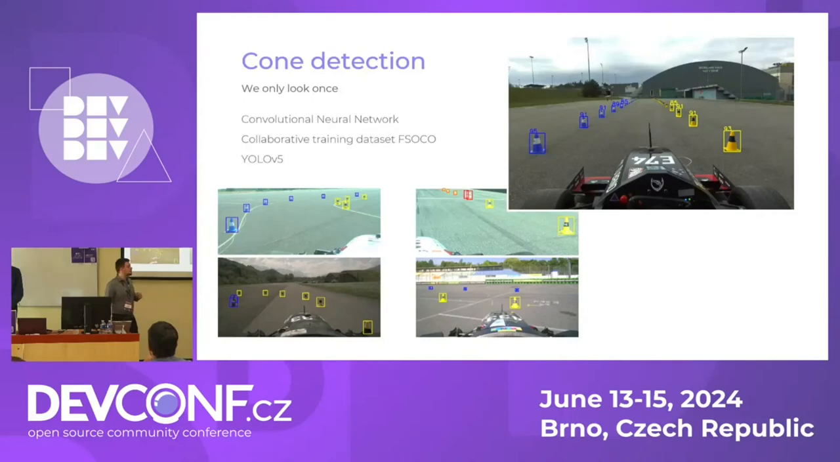For the dataset, we used our own. We labeled manually, but of course, it takes a long time. Then we found a collaborative dataset, which is shared throughout all the Formula Student teams, and we basically trained our neural network on this.